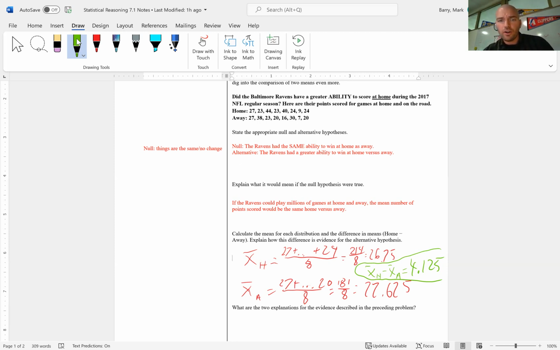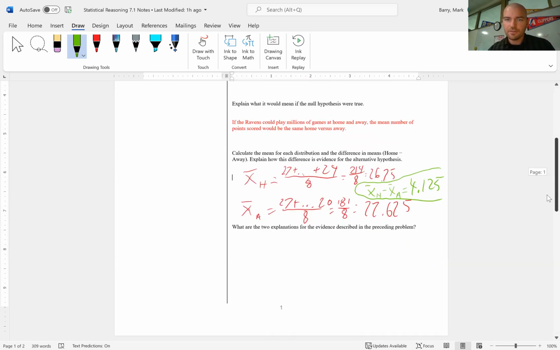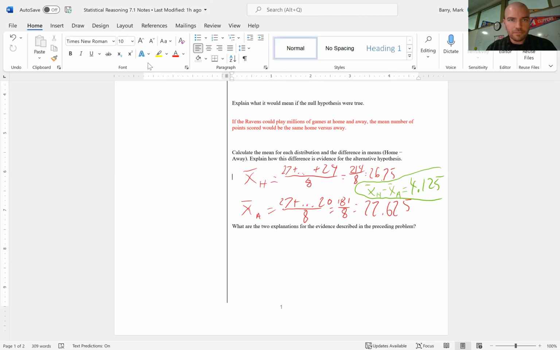Okay, let's go down a little bit here. I'm going to go back to typing to use this. So what are 2 explanations for the evidence in the preceding problem? What we see here is that very clearly their average for the home games is higher than their average for the away games, and it's more by 4.125. That's the difference. So it's saying on average at home, they score 4.125 more points per game than they do away. So what are 2 possible explanations for that?